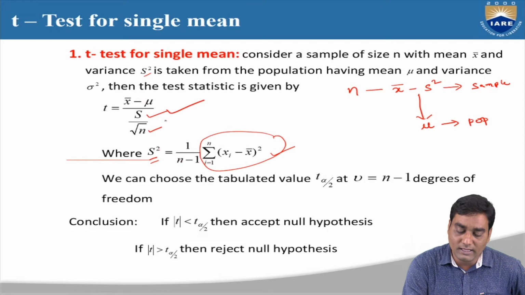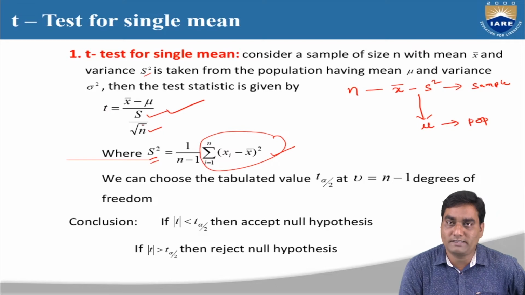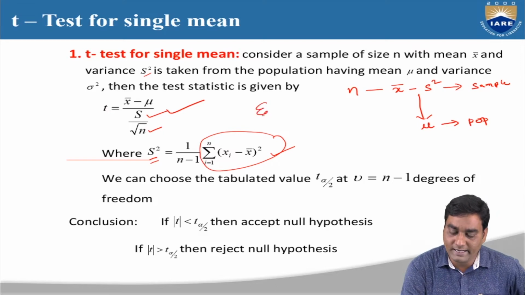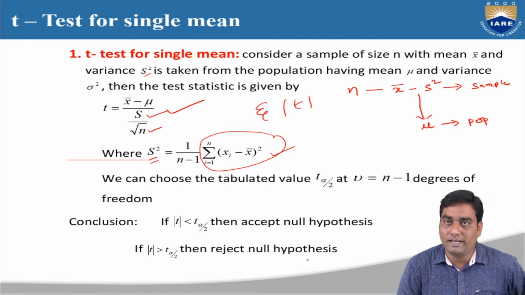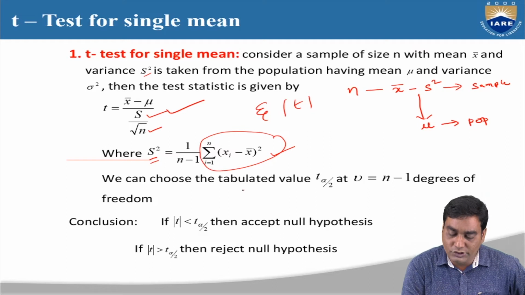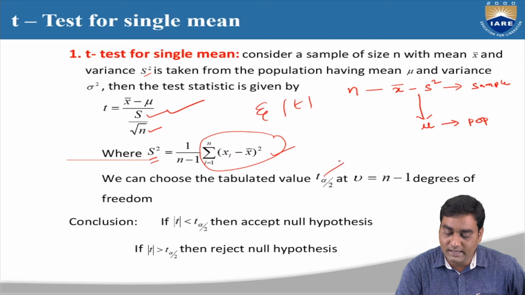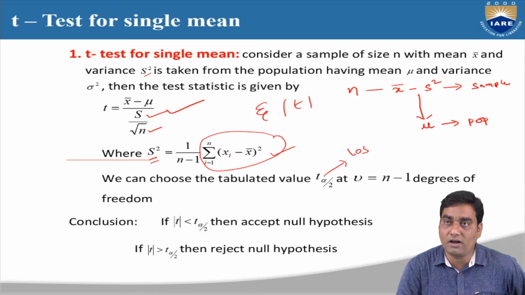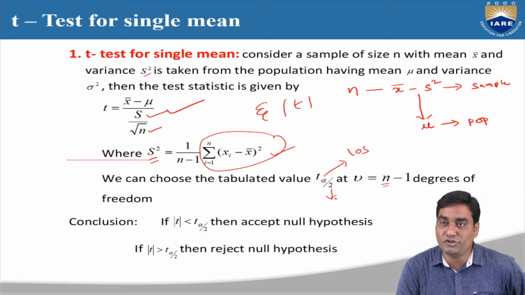So after getting all the values x bar, mu, s, and root n, we can find the t value, x bar minus mu by s by root n. After getting t we can find mod t also. Next, we can choose the tabulated value t alpha by 2, where alpha is the level of significance, at n minus 1 degrees of freedom, where n is the sample size. This value we can choose from the t distribution table.